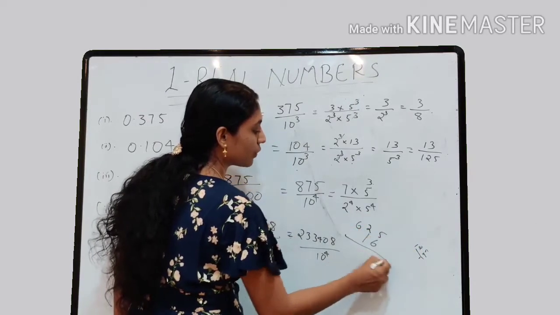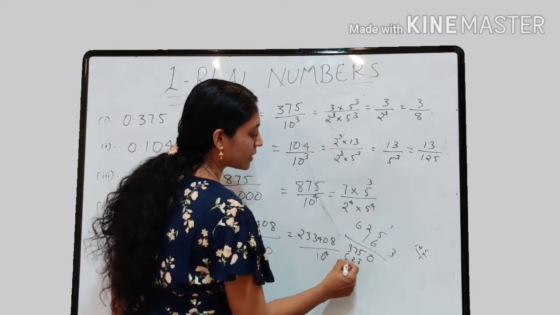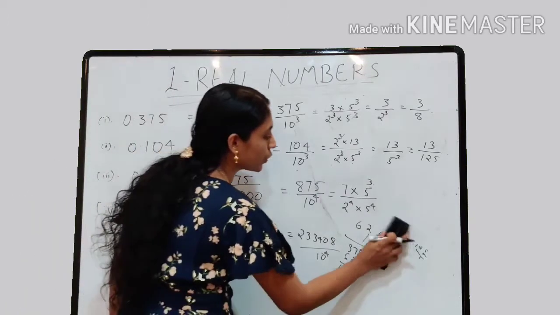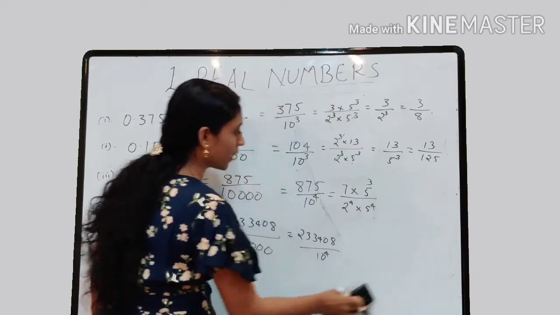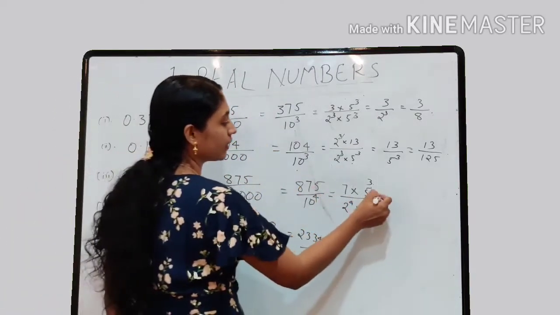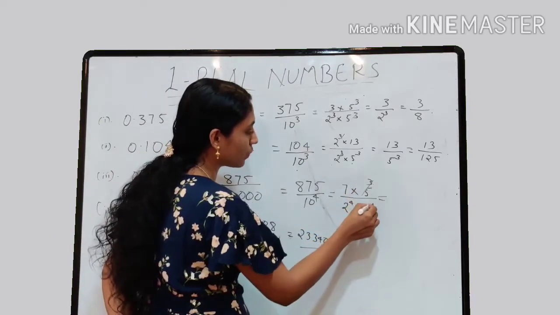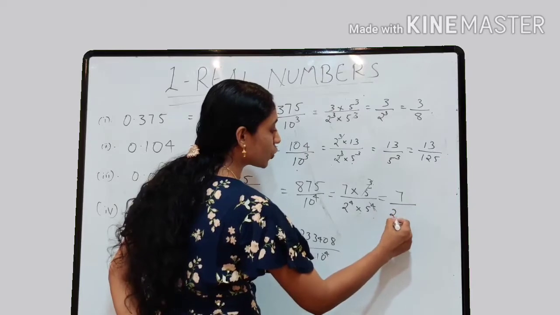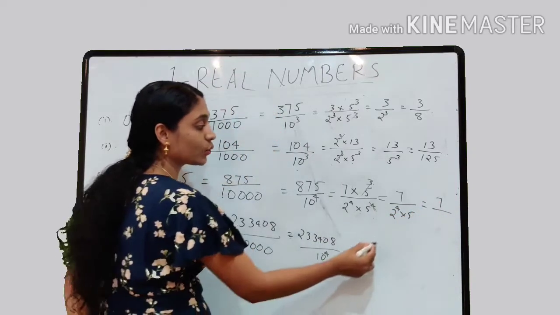And what is 625 into 16? Multiply it so that we will get the answer as 10,000. So 2 raised to 4 into 5 raised to 4 is 10,000, or it can be expressed as 10 raised to 4, right? And here we can cancel the common terms, right? 5 cube and 5 cube get cancelled from here, so that we will get the answer as 7 by 2 raised to 4 into 5, which is equal to 7 by 16 into 5, right?